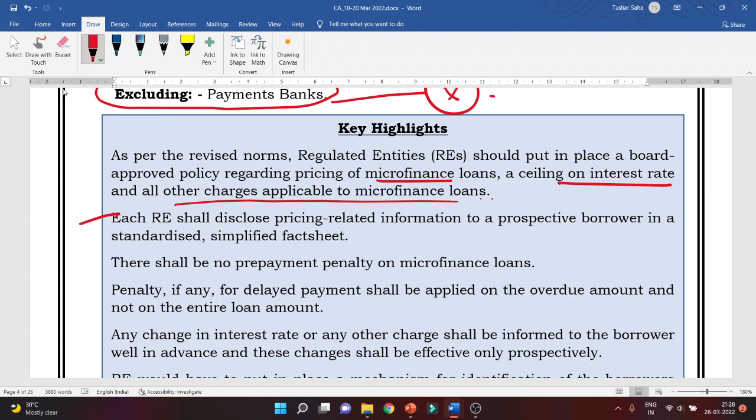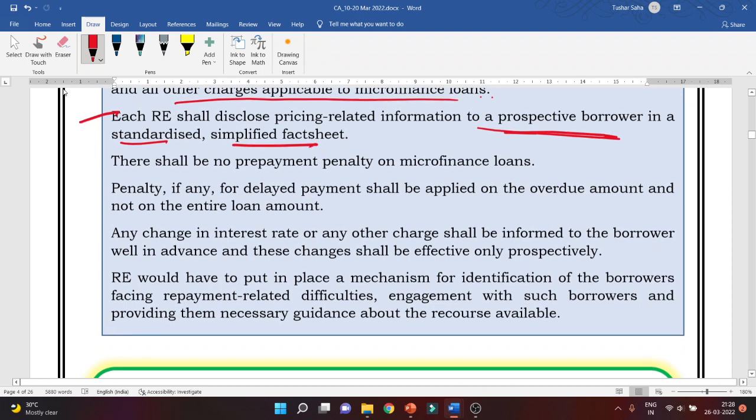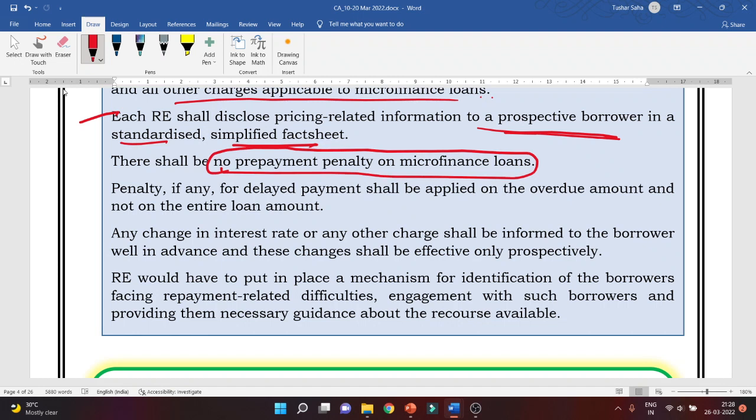Then each regulated entity shall disclose pricing related information to prospective borrowers in a standardized and simplified fact sheet. This means it has to disclose before it gives the loan. There shall be no prepayment penalty on microfinance loans. Let's say I have borrowed using this arrangement and now I want to return the amount. When I return the amount, there should be no prepayment penalty.